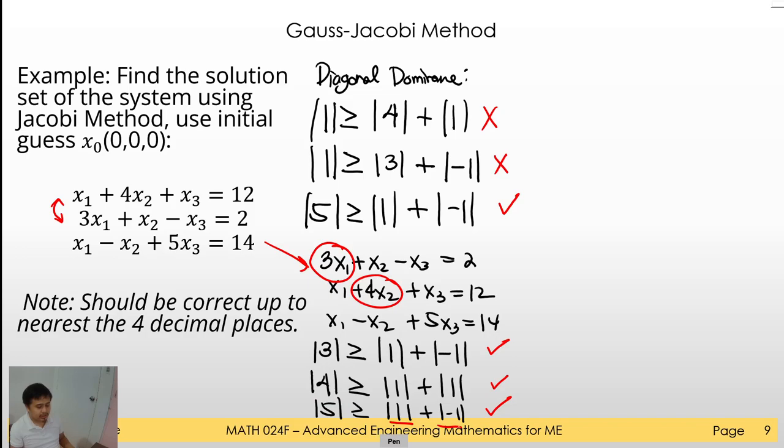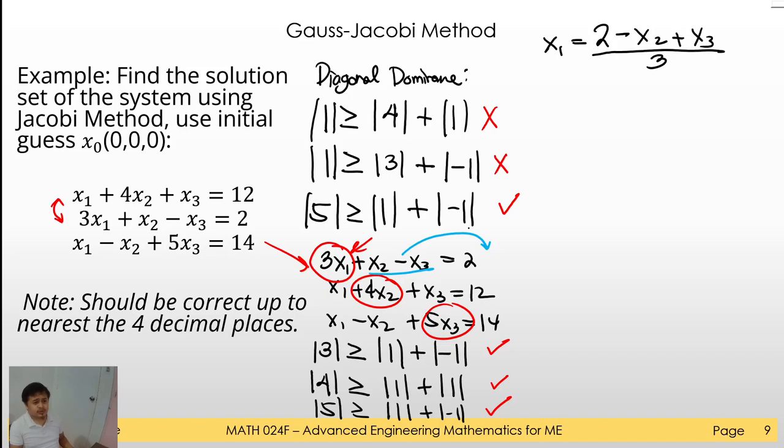Okay, so we can continue now solving this using the Gauss-Jacobi method. The first thing you should do is to set up your iteration function. So what is the iteration function? We will solve for x1 here. So x1 is equal to, we can transpose this to the other side. We have 2 minus x2, oh sorry, so this will become negative, and x3 will become positive, and then all over the coefficient, which is 3. So this is our iteration function.